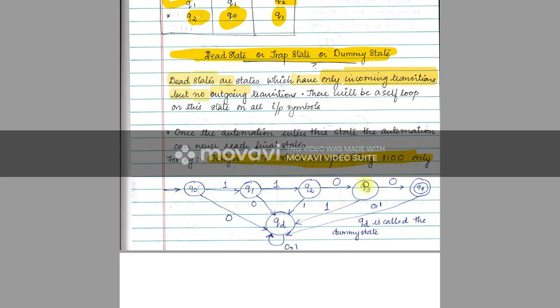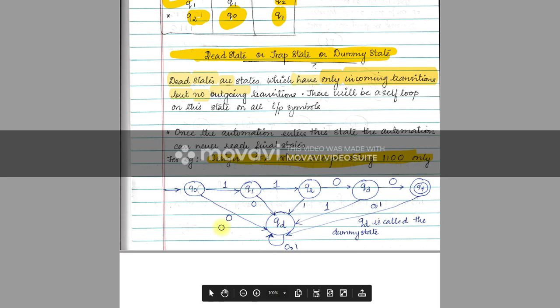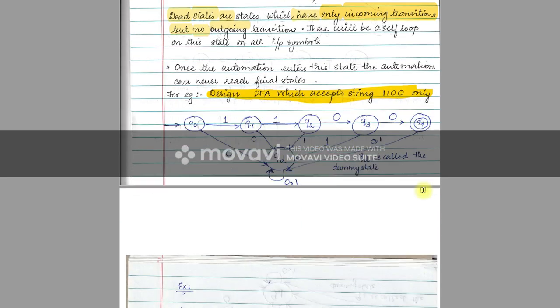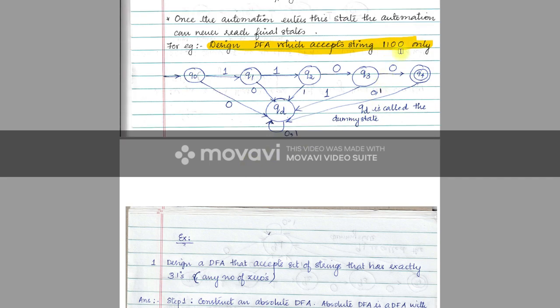And from Q3, if I'm having a 1, I should send it to the dead state. And I should only accept one occurrence of 0. If I am having multiple occurrences of 0, I should send it straight away to the dead state. So all the incoming are there, there is no outgoing with respect to that. So that will be the end. Okay, so this is how we design a DFA that accepts only 1100.